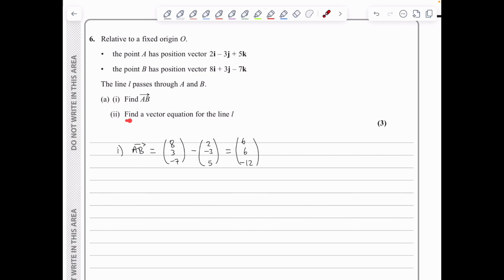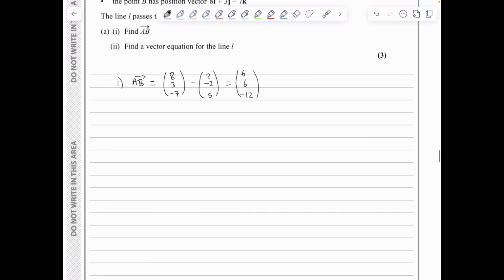And then in part II, to find the vector equation for the line L, I simply need one of the two position vectors to act as the position vector of the line. So I'm going to pick the point A with position vector 2, negative 3, 5, plus lambda times the direction vector, and we know that the direction of this line is simply the vector AB, so I'm going to put 6, 6, negative 12.